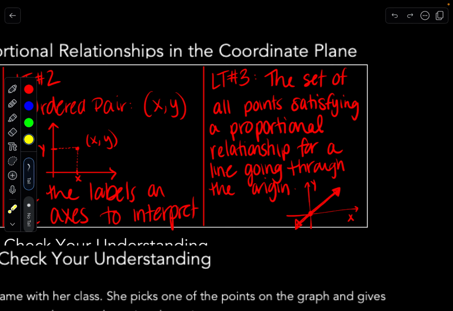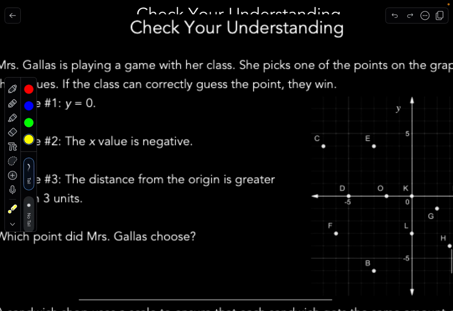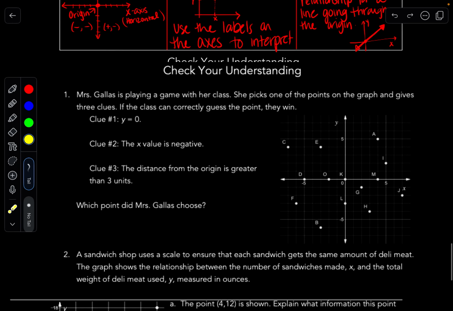I'm not sure if that's a word. Basically, they're saying that a line represents the set of all possible numbers that satisfy the proportion. It's just a picture of all possible solutions. All right, so Mrs. Gaius is playing a game with her class. She picks one of the points on the graph and gives 3 clues. If the class can correctly guess the point, they win.